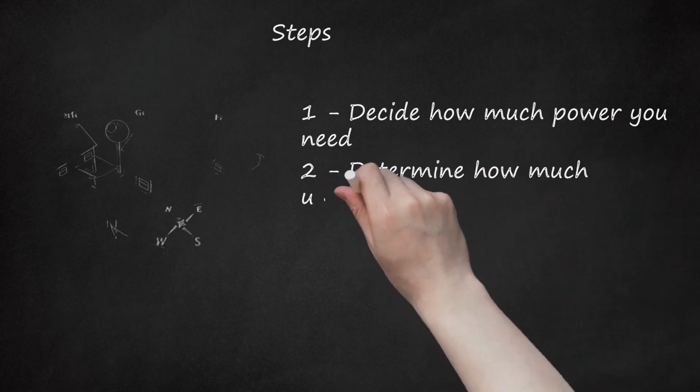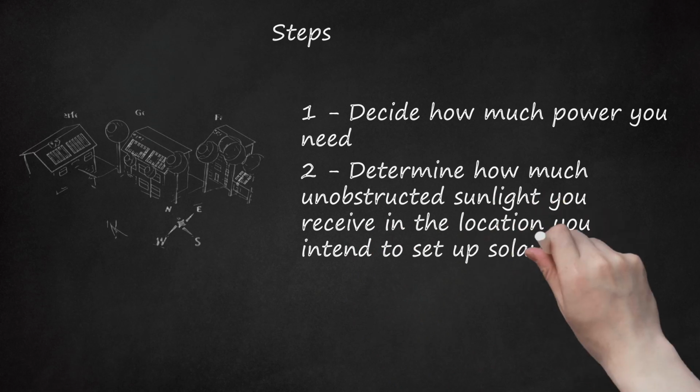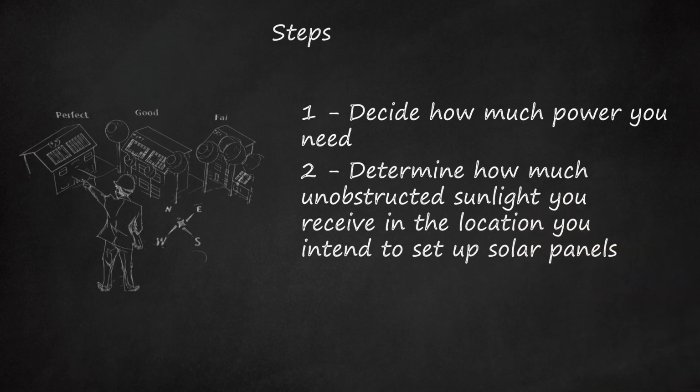2. Determine how much unobstructed sunlight you receive in the location you intend to set up solar panels. Unobstructed literally means that there are no shadows. If a tree, neighboring building, or anything else casts a shadow in that particular spot, don't count the time during which a shadow exists. So, if you get 12 hours of sunlight, but the sun is beyond the fence for 2 hours in the morning, then behind a tree for an hour at noon, then shadowed by your neighbor's barn for 2 hours before sunset, you only get to count 7 hours.